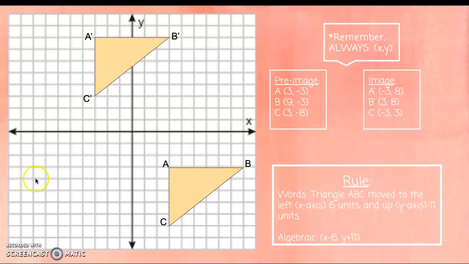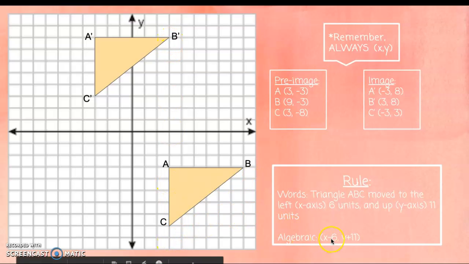I always like talking about my x-axis first. So I moved to the left 6 units. Let's move A to the left 6 units: 1, 2, 3, 4, 5, 6. And up on the y-axis 11 units: 1, 2, 3, 4, 5, 6, 7, 8, 9, 10, 11. Cool. If I do that to each one of my points, if I move 6 to the left and 11 up, I'm going to end up at the prime of whatever this was.